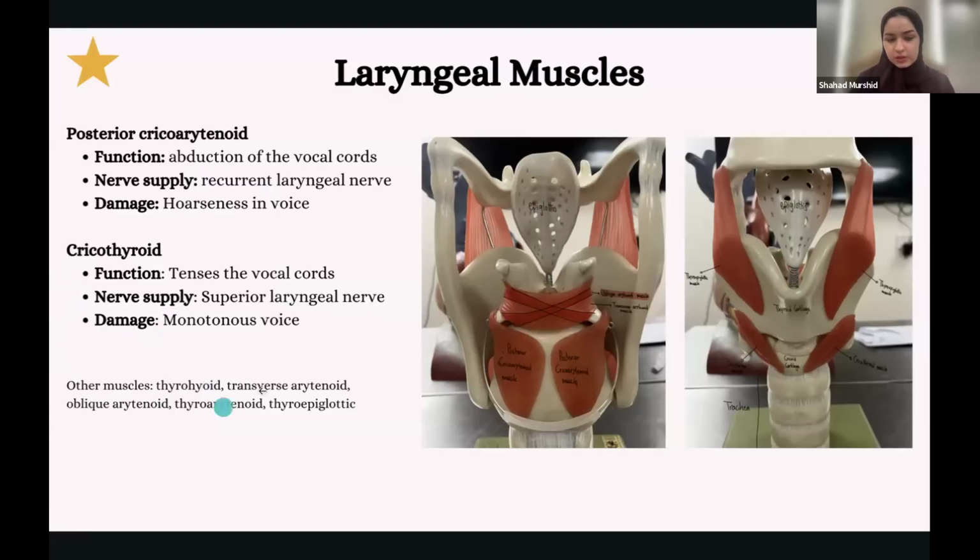These are some other muscles. They're not really as important and they're not really asked about, but I just put them for completion's sake. They don't usually ask you to identify them, but you can also just see it from the name. This is the thyroepiglottic muscle, from the thyroid to the epiglottis. Then this is oblique arytenoid. This is transverse arytenoid, so it's going transversely between the arytenoid cartilages. They're easy to get the name of based on their attachment. But again, focus on these two mostly.